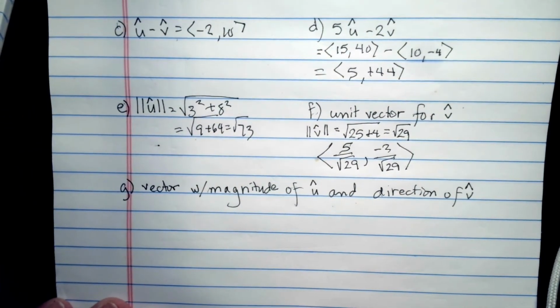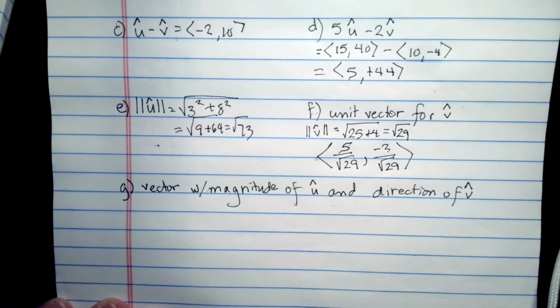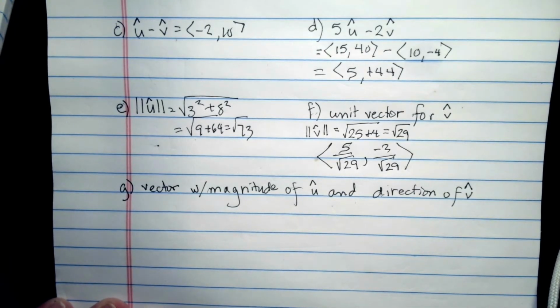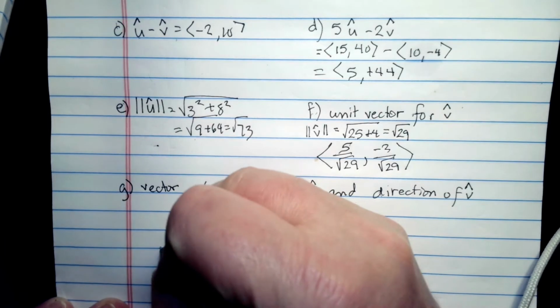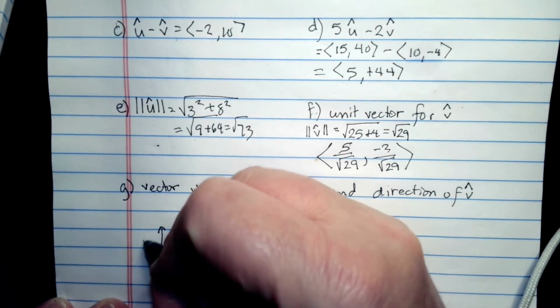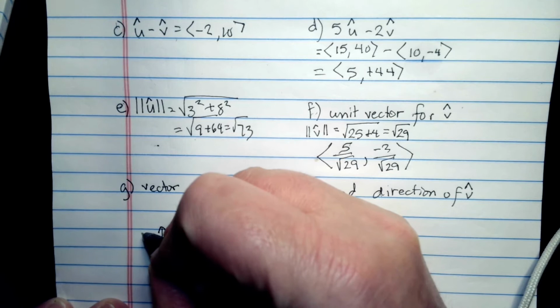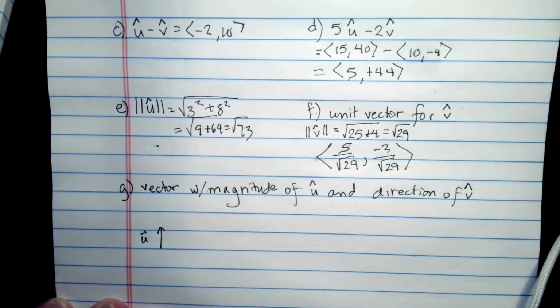Now we're asked for a vector with the same magnitude as u. I think I used the word length in the statement of the problem, but I often say length instead of magnitude. Length is a bit more informal, and anyway, I was asking for a vector with the same magnitude as u and the same direction as v. So let me give you a graphical explanation of what it is that I'm asking for. Let's say that the vector u looks like this. I know in reality it's not a vertical vector, but in general this is what we're doing.